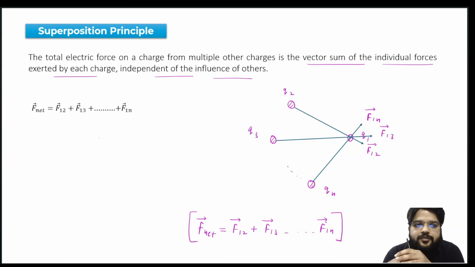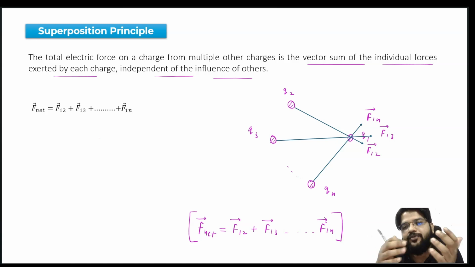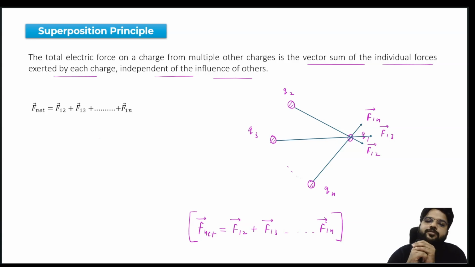So like this we can write the superposition principle for the electric force. First we find the individual forces between all charges, and then we do the vector sum. Then we get the net force on that charge, everyone. I hope this is clear to everyone.